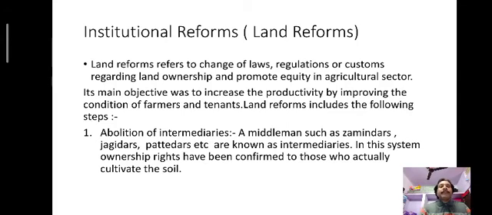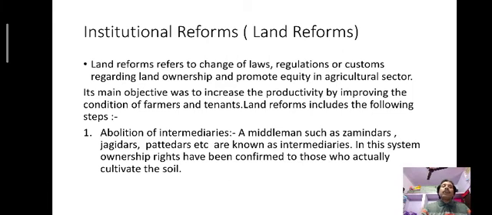So land reforms refers to change of laws, implementation of regulations or customs regarding land ownership and promoting equity in the agricultural sector. So the government decided that we should change the law and give the rights to the farmers who are actually working on the field. On that basis, we can say its main objective was to increase productivity by improving the condition of farmers and tenants. Land reforms include the following steps.